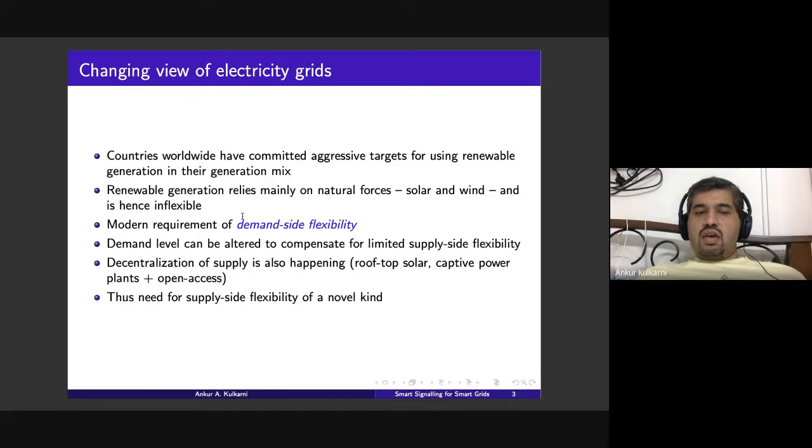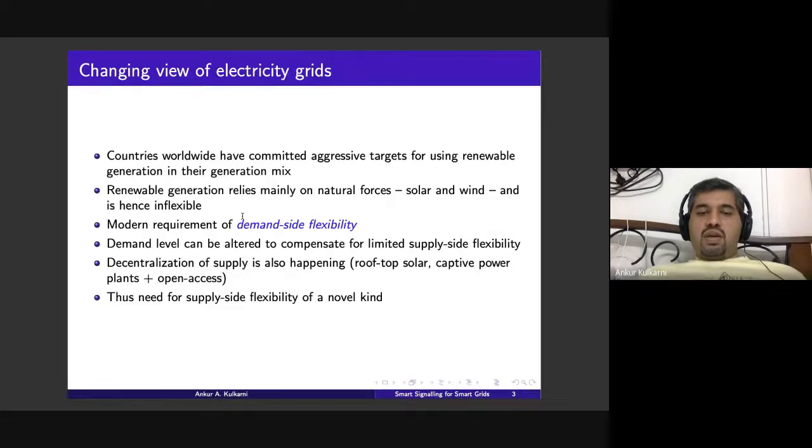You cannot make the wind blow on its own. It is there when the natural forces permit you to use it. Okay. So since supply side flexibility has gone down, the requirement now is to say, well, let us compensate for this by demand side flexibility. So the modern requirement is to have demand side flexibility.